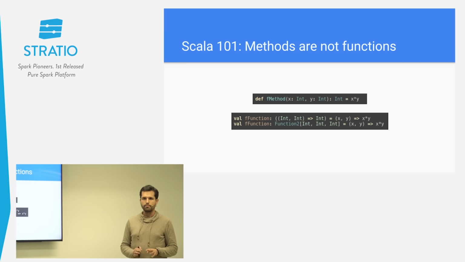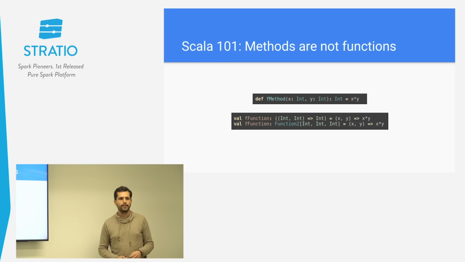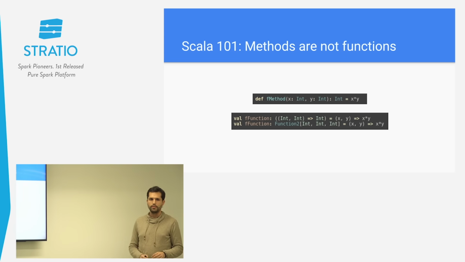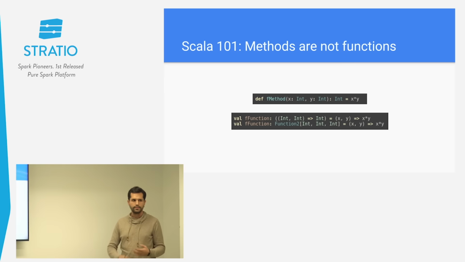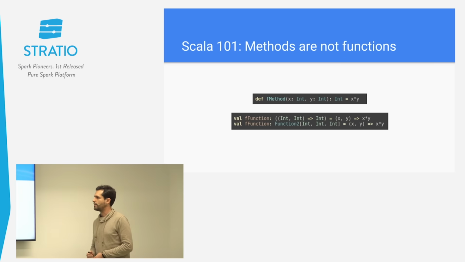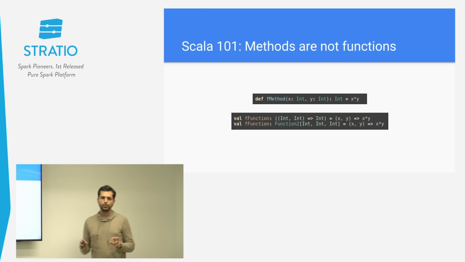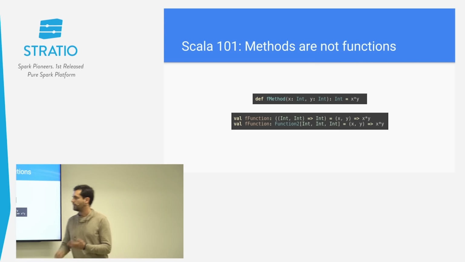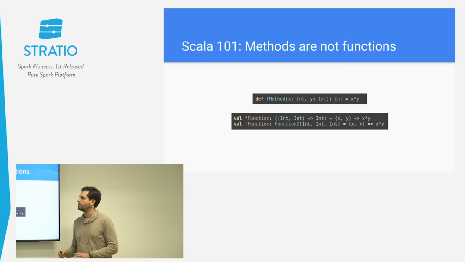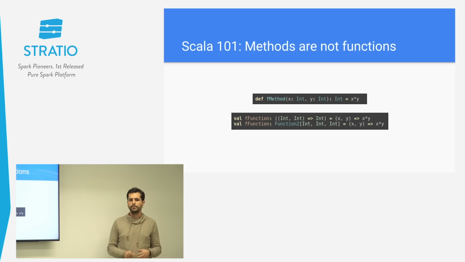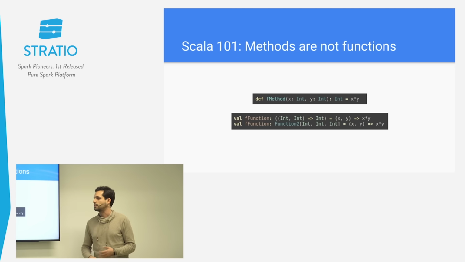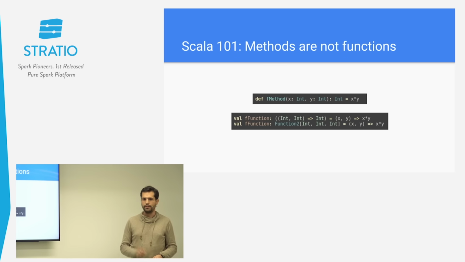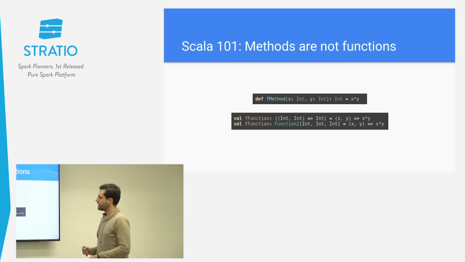Methods: one important distinction we usually don't have in mind is that methods aren't functions, okay? Many people tend to confuse these terms, and they are not the same at all. You have a method, which is a kind of function within an object, and you define it with def, you put the list of parameters and the return value. It's like a property, an attribute of that class or object. On the other hand, functions are values, and they are not part of an object. They are first-class citizens.